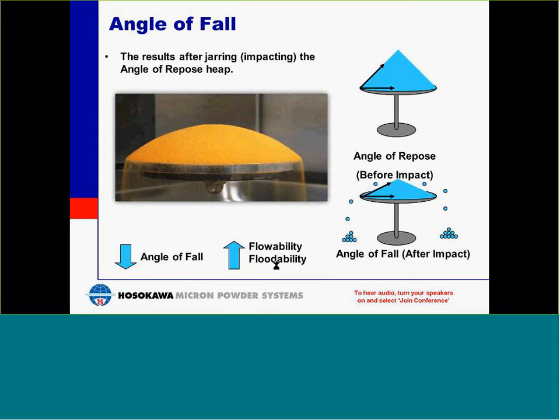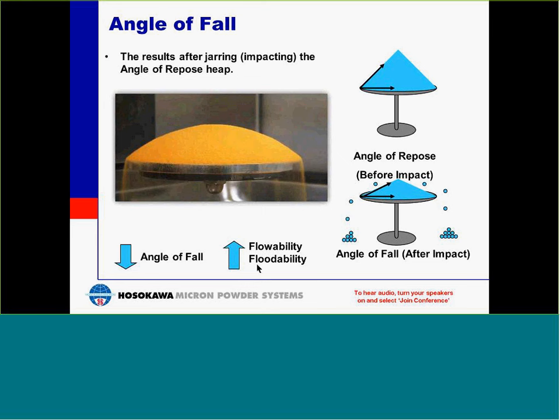Taking that original heap of material, that we determine the angle of repose, and we impact it, or shock it. We have three defined identical force impacts, or g-forces, that disturb the heap for the particles to flow against themselves, thus changing the heap, as you see here in the caption to the left. So here, if the angle of fall is low, your flowability and floodability will be high.